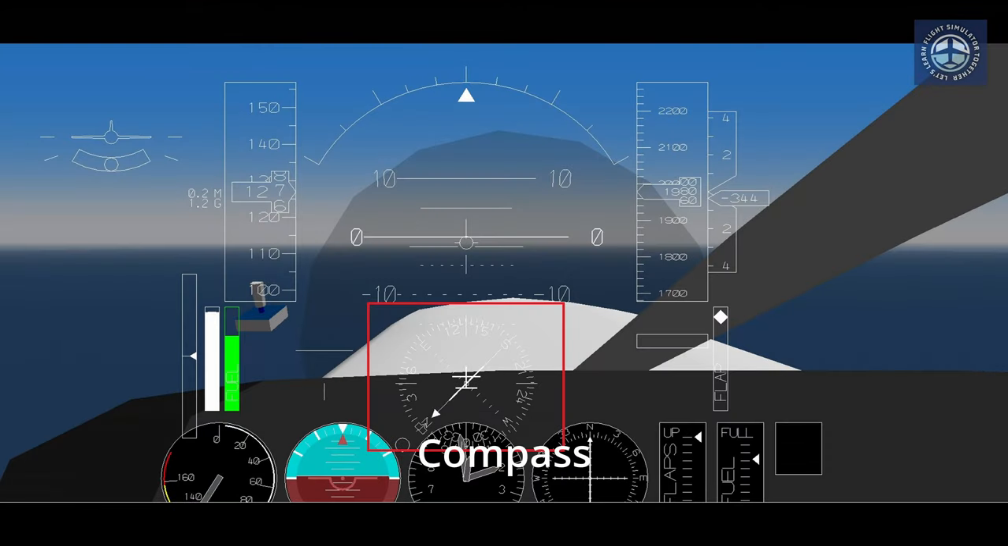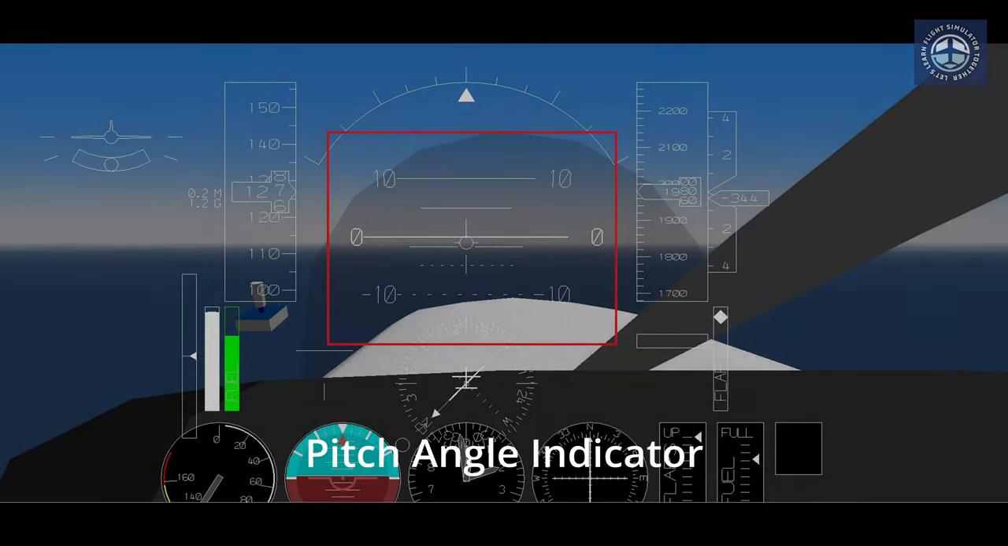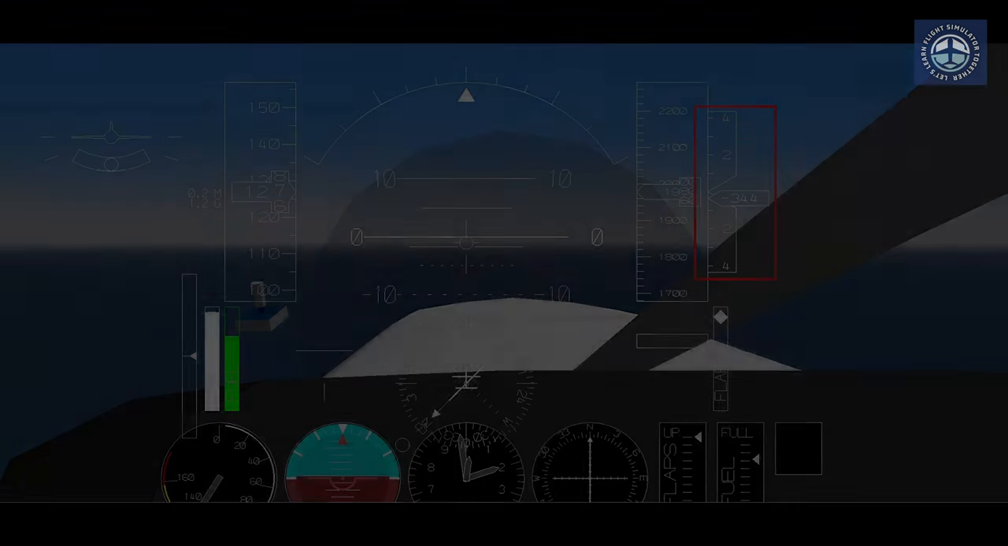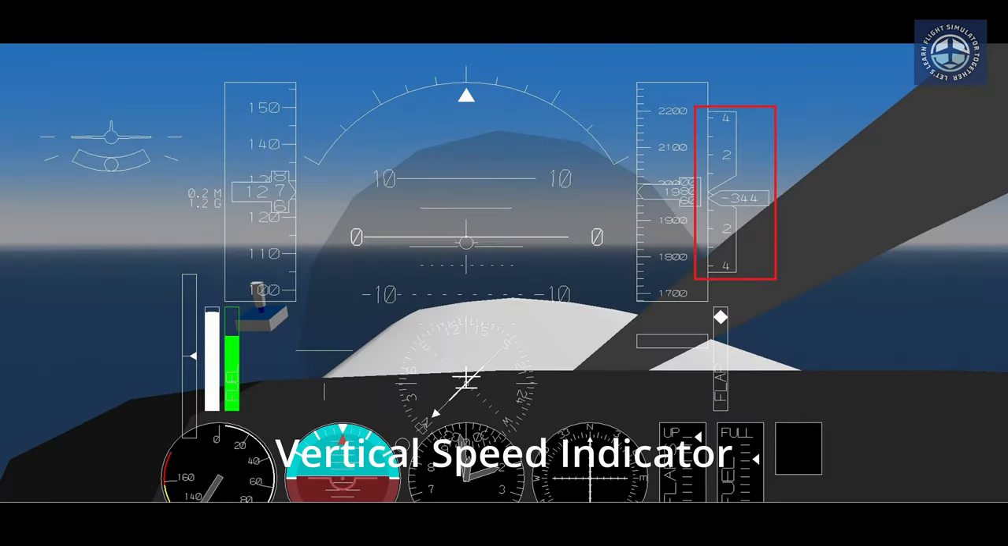This red box is your compass. It tells you what direction or heading your aircraft is flying. These horizontal lines indicate the pitch of your aircraft. In simple words, it tells you the angle at which the fuselage of your aircraft is at with reference to the ground. Last but not the least, vertical speed indicator. It tells you how fast your airplane is climbing up or down vertically in thousands of feet. Now that we have seen the instruments panel, let's move forward.